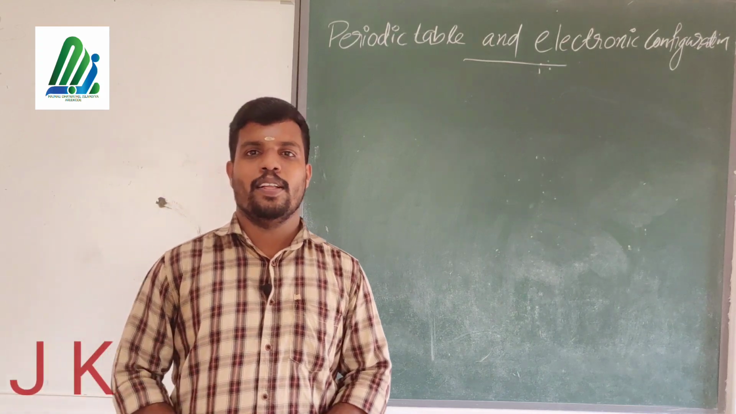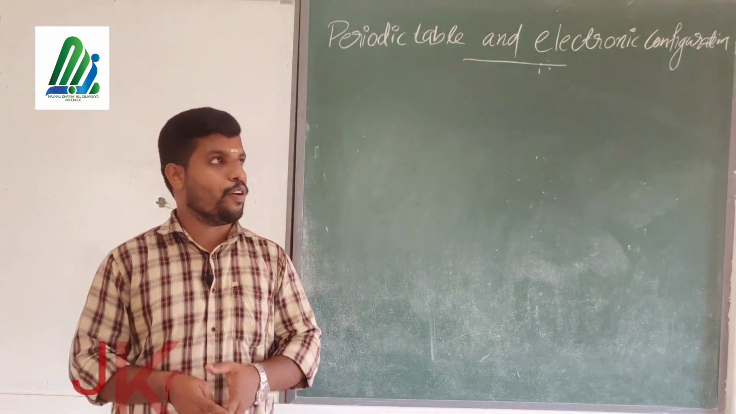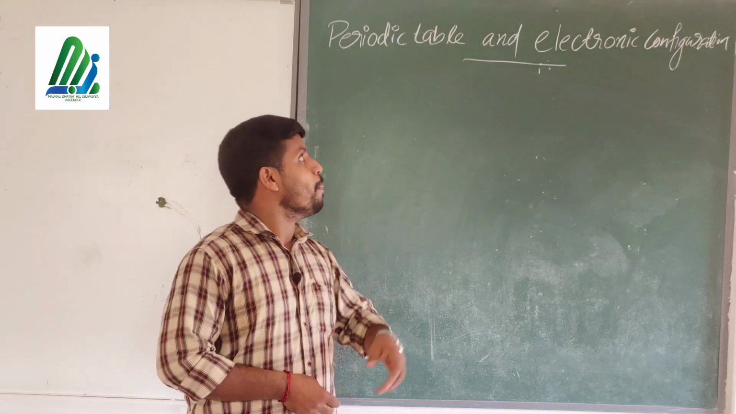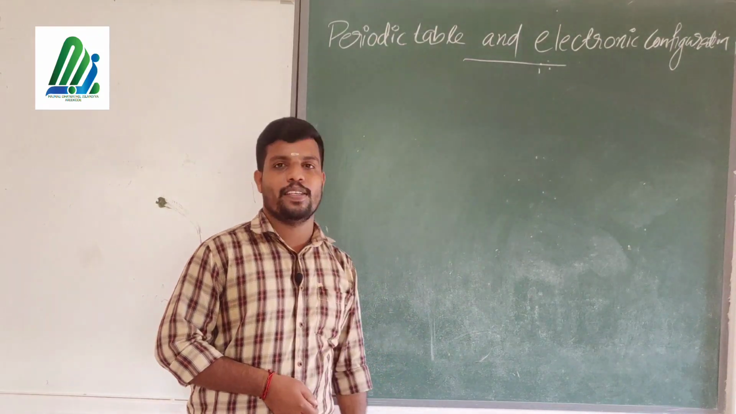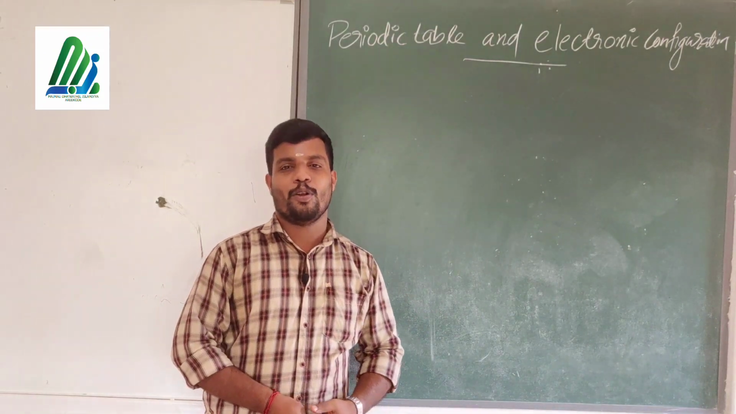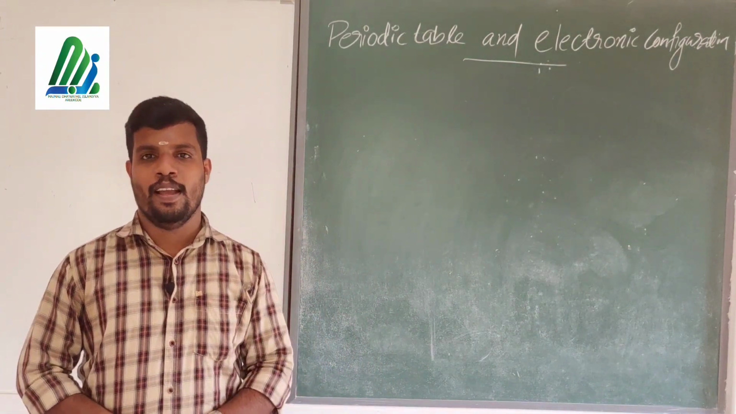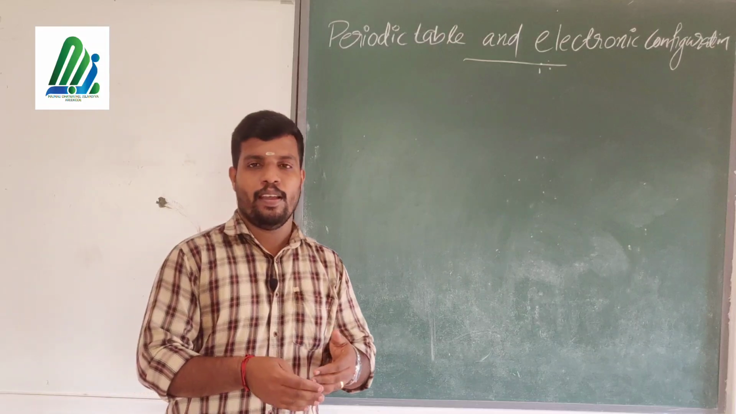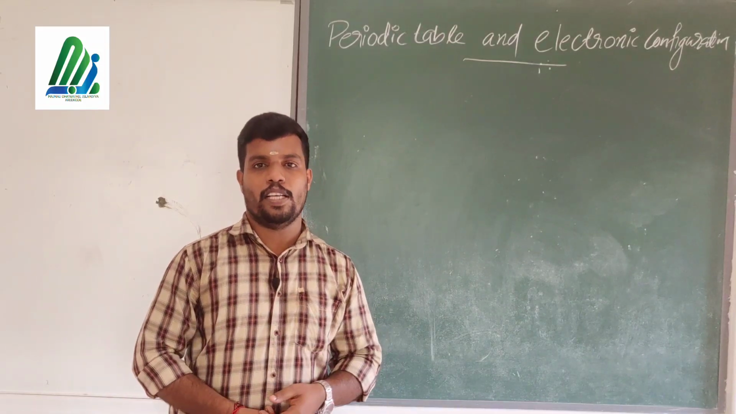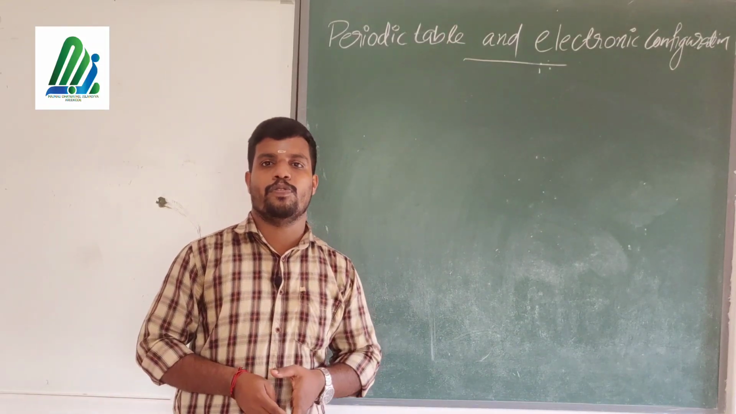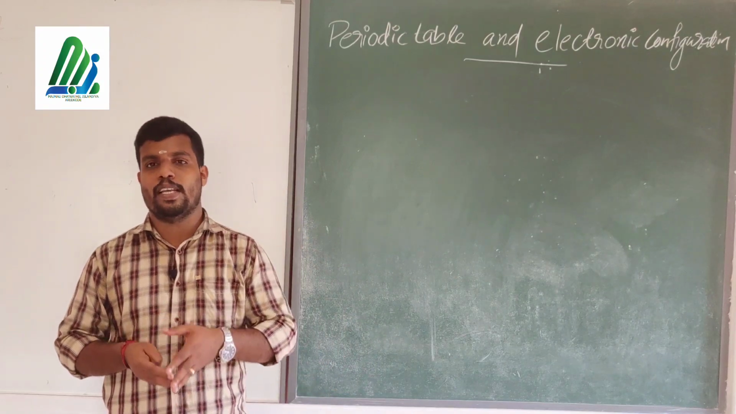Welcome students. In the previous class in chemistry of first chapter, that is periodic table and electronic configuration, we have discussed the introductory part related with Bohr model and the electronic configuration and their nature. Today we are going to discuss the further part, especially the second and third page of our 10th chemistry chapter.